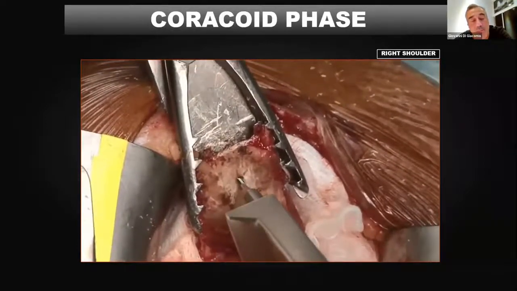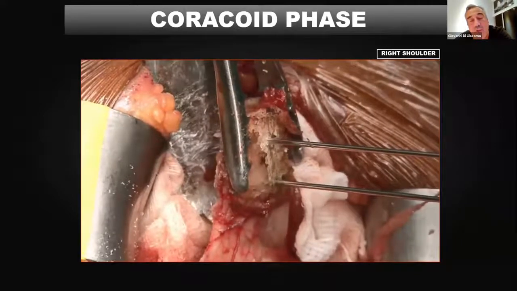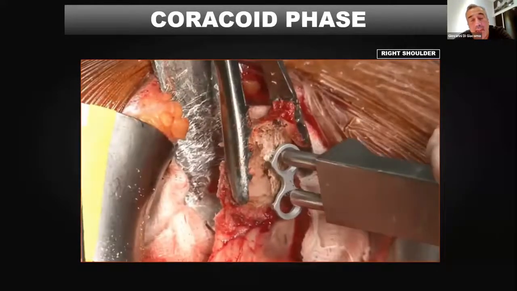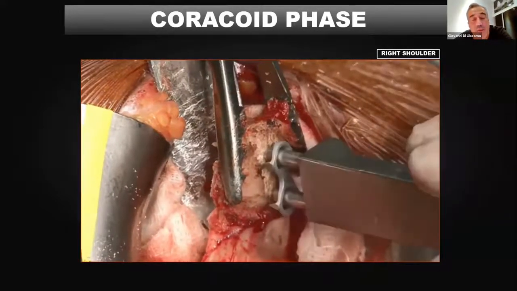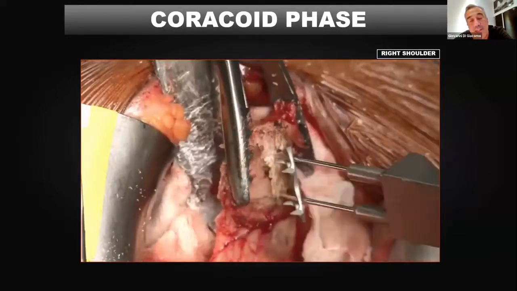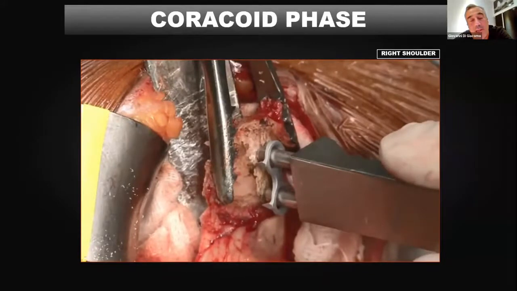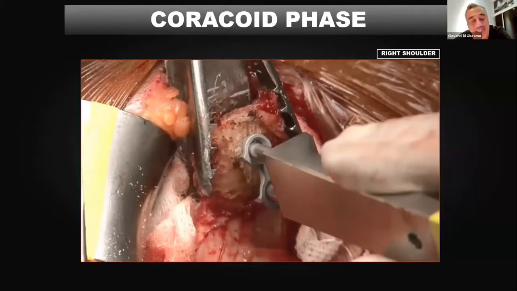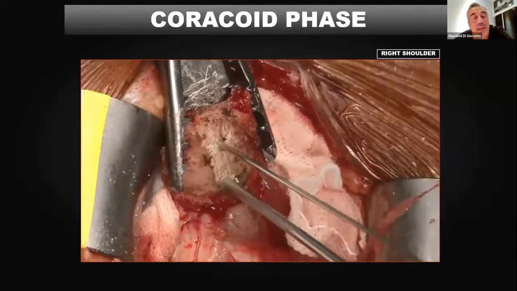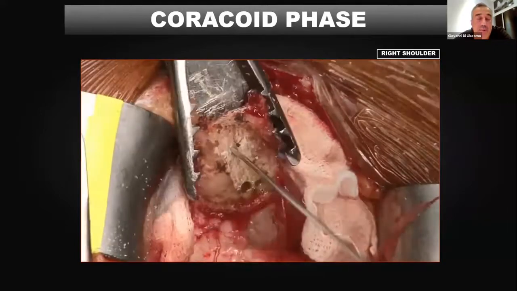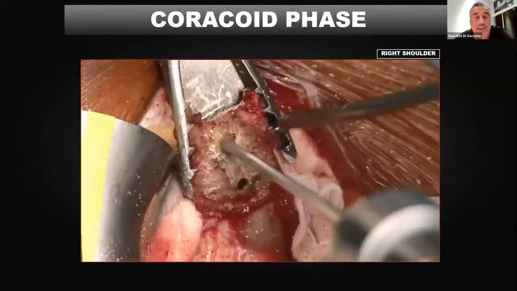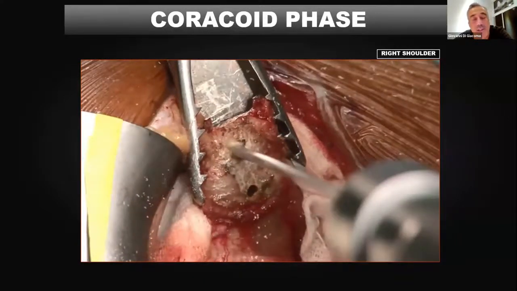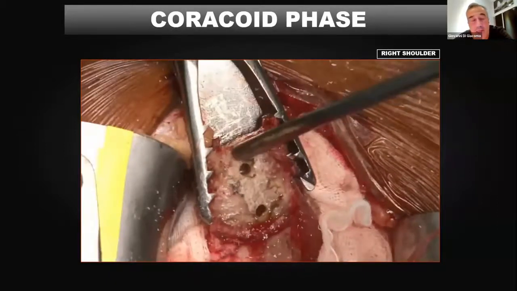Because I use this plate, I need a guide that introduces a K-wire, and I make 2 holes with a drill that have the same distance as the 2 holes of the plate. So first I insert the K-wire, then with a cannulated drill, I make 2 holes on the coracoid that have the same distance, as you can see here, as the 2 holes of the plate. I think the use of the plate is very important also because it keeps this kind of surgery very easy, very reproducible. And I think it's not an easy surgery, even in arthroscopic or open technique.